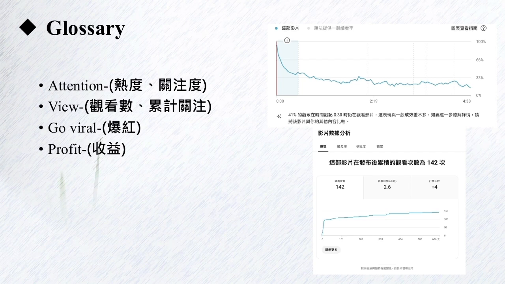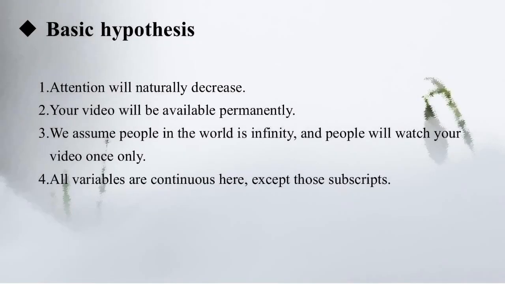On the right side of the slide, you can see an example of the viewership trend for a real video. It shows that the attention is high at first, but gradually decreases. This is the main behavior we are going to model. Next, let's look at the basic assumptions we made for building our model.